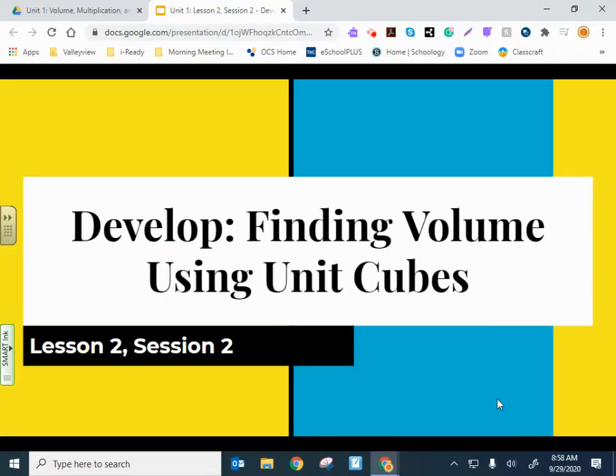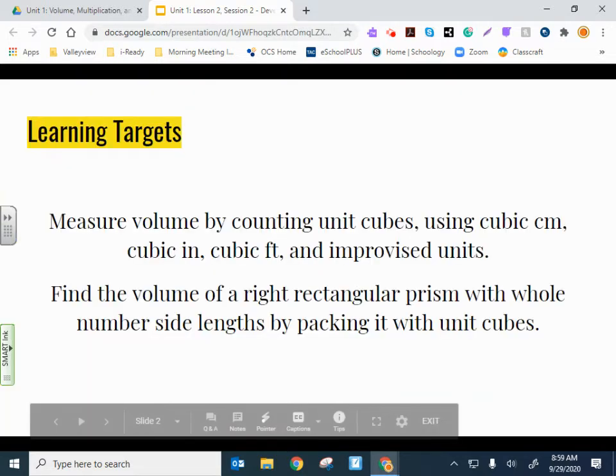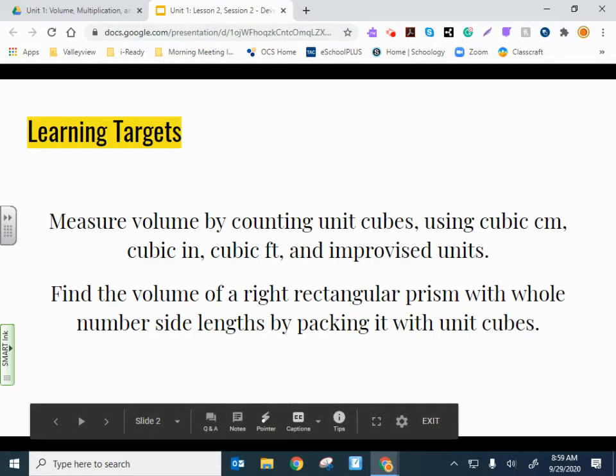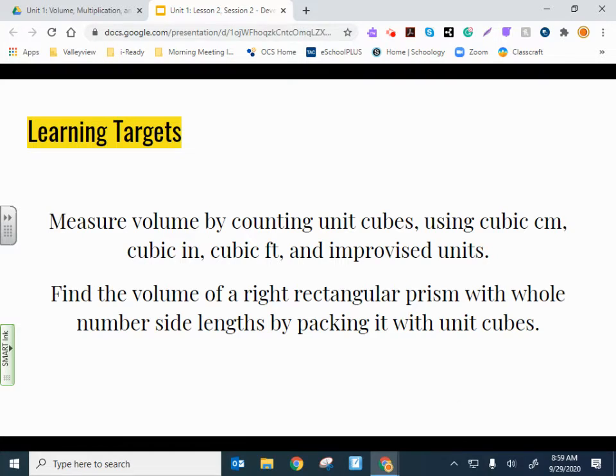All right, we are moving on to our next lesson. This is session 2 for lesson 2. Again, we're trying to find volume using unit cubes, and we're slowly working our way to doing the multiplication and using formulas to find the answer. So let's continue. Our targets for this lesson are being able to get volume just using the unit cubes, and also being able to find the volume of a rectangular prism with each side being a whole number, and understanding that we pack all of our unit cubes together to get our answer.